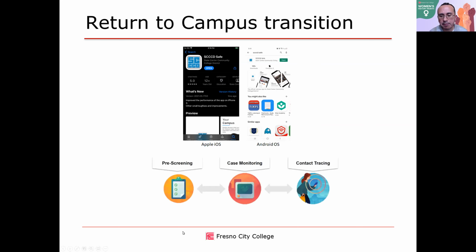So again, it's a pre-screening device. It does ask you those questions. It's case monitoring from the perspective of trying to give you information based on the buildings that you visited, whether or not you may have been exposed to somebody that has had COVID in those same locations at the same time that you visited those locations. And contact tracing is the reason that we're doing it. It's something the California law prescribed to us, and we're trying to comply with it.